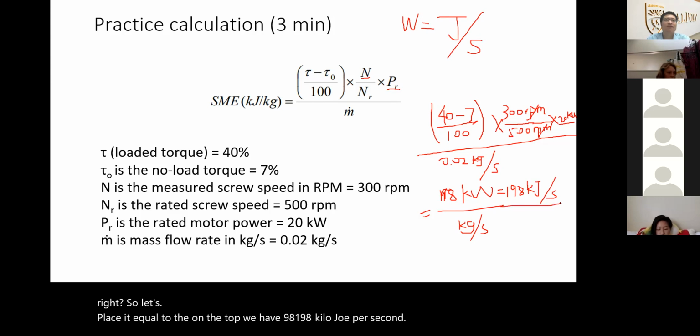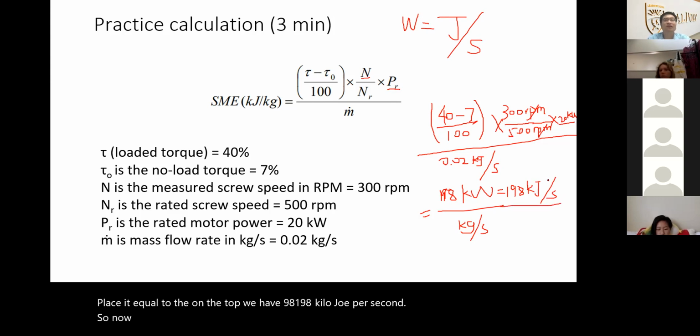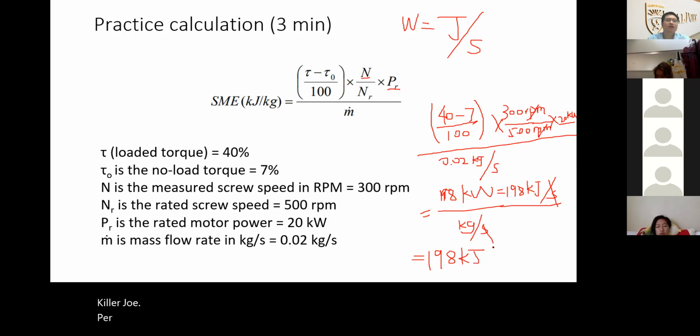Right? So now you can see that our seconds can be canceled, right? And the final unit is 198 kilojoule per kilogram, right? So that is how much energy is absorbed by 1 kilogram of our product. Okay. Does that make sense, guys?